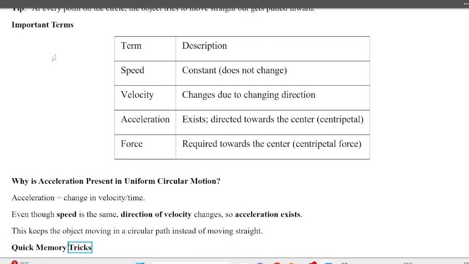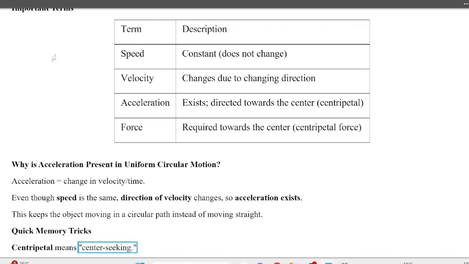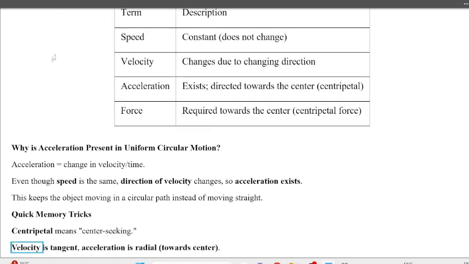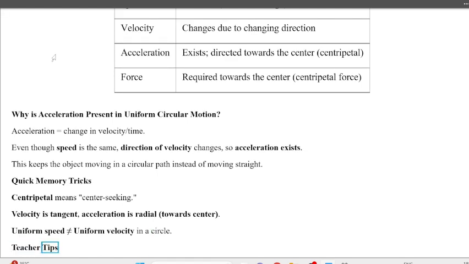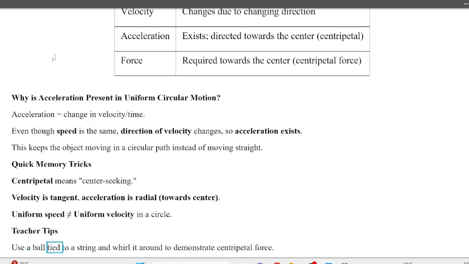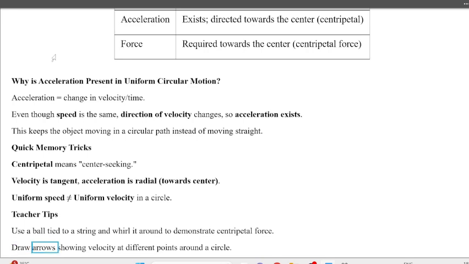Quick memory tricks. Centripetal means center seeking. Velocity is tangent, acceleration is radial, towards the center. Uniform speed is not equal to uniform velocity in a circle. Teacher tips: use a ball tied to a string and whirl it around to demonstrate centripetal force. Draw arrows showing velocity at different points around a circle.